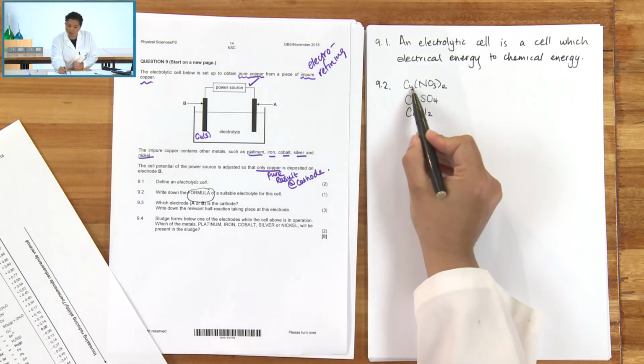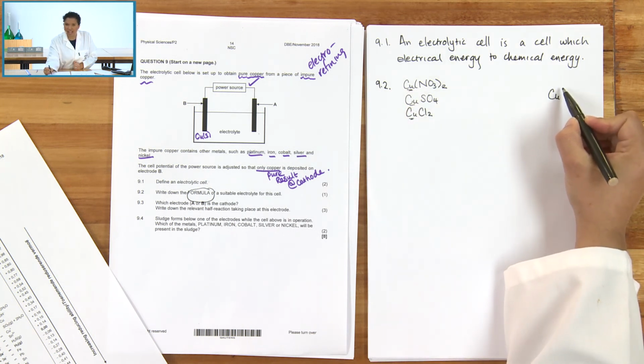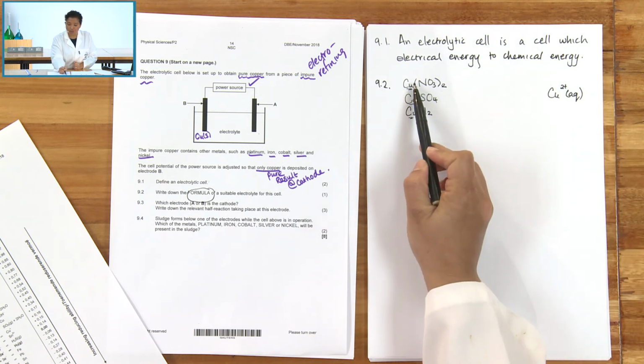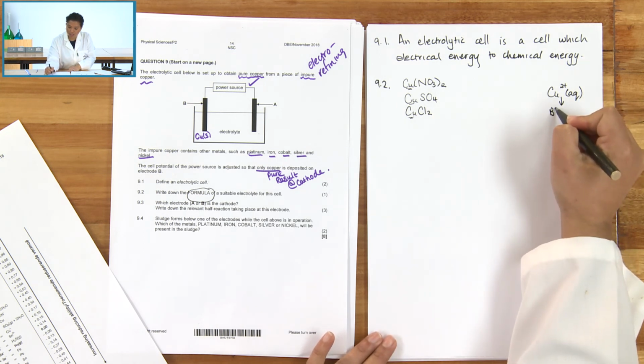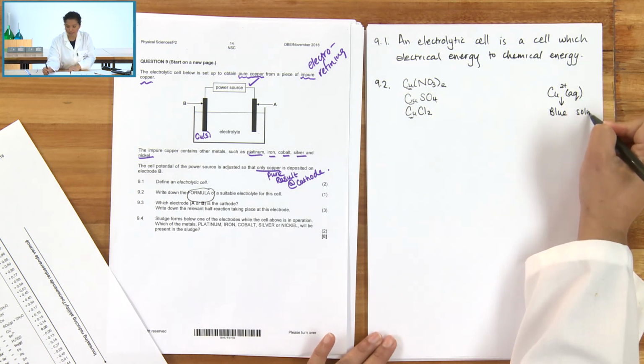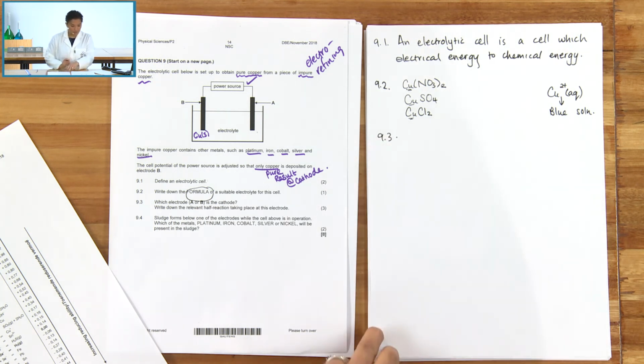In each case, the copper ion is a copper 2+. This is just an add on. Copper 2+ ions in solution. There it's 2+, 2+, 2+. And it's that 2+ that gives the solution a blue color. All right? We can move on to question 9.3.